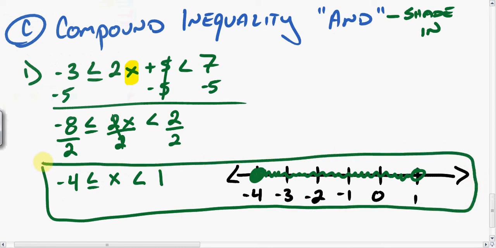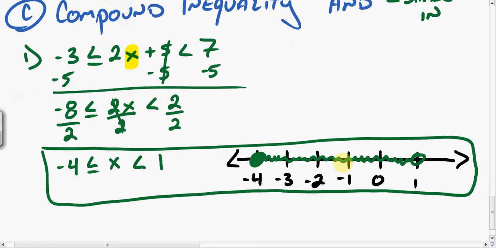Now we want to make sure we've done it correctly, so we can check really quickly. Any number that is in the shaded portion. So I'll pick 0, and I'm going to plug in 0 for x. So I've got -4 is less than 0, which is less than 1. So is -4 less than or equal to 0? Yes. Is 0 less than 1? Yes. Both of them are true, so we know the problem is done correctly.